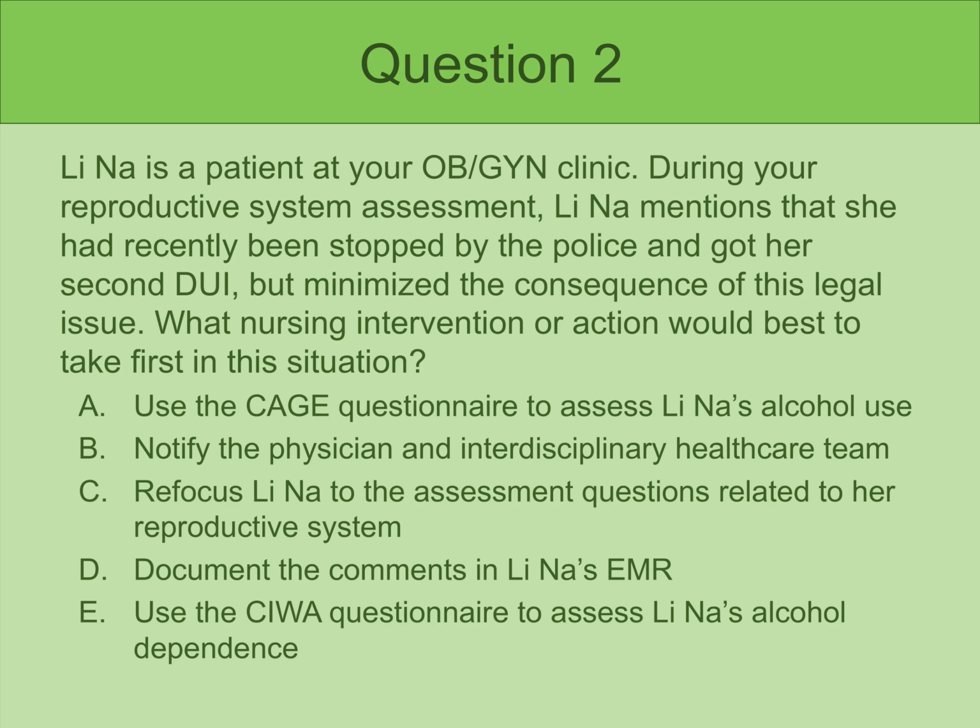So if we're looking at assessment as one of the main things that we want to do, we need to look a little bit further into the question. What nursing intervention or action would be the best to take first? So it's asking us not just to take the action, but to prioritize action. What is the first thing that we want to do in this situation? Well, we want to use the CAGE questionnaire to assess Lena's alcohol use.